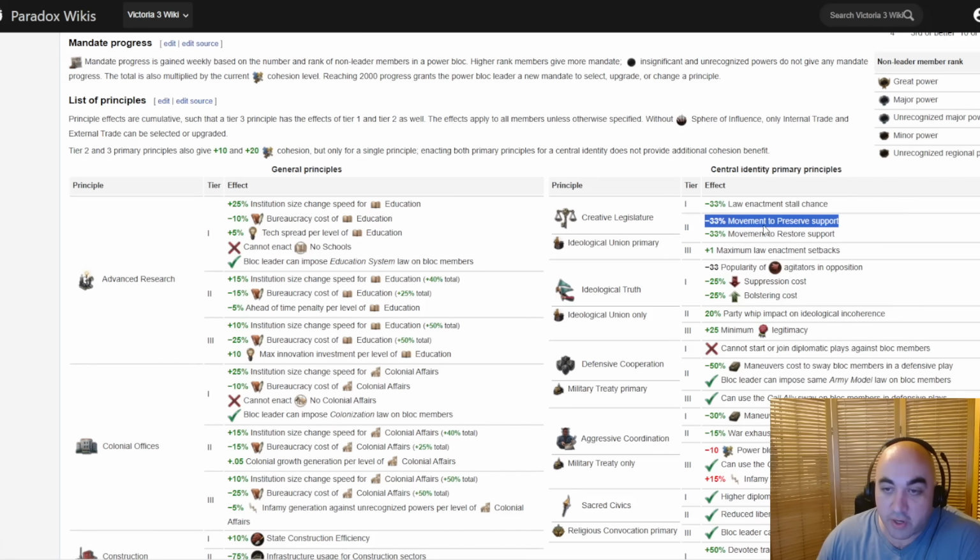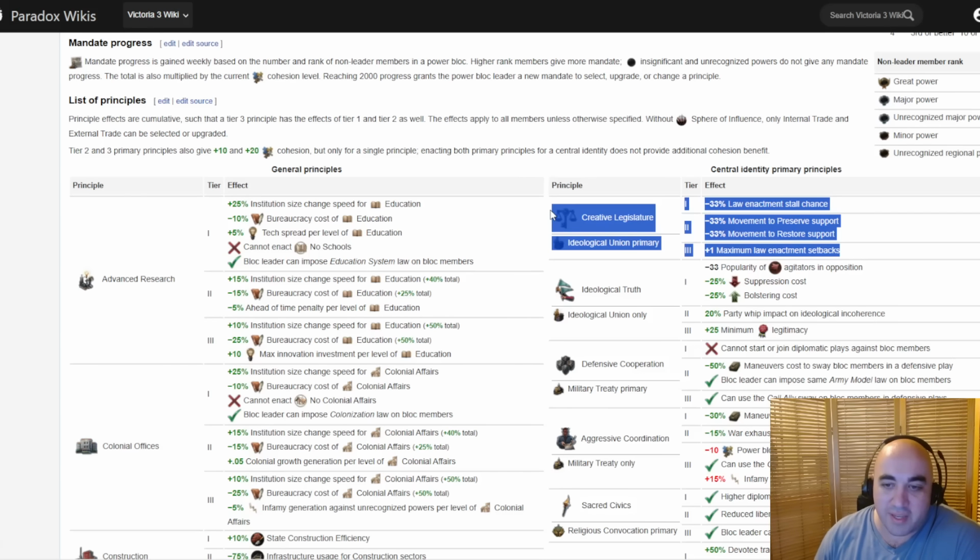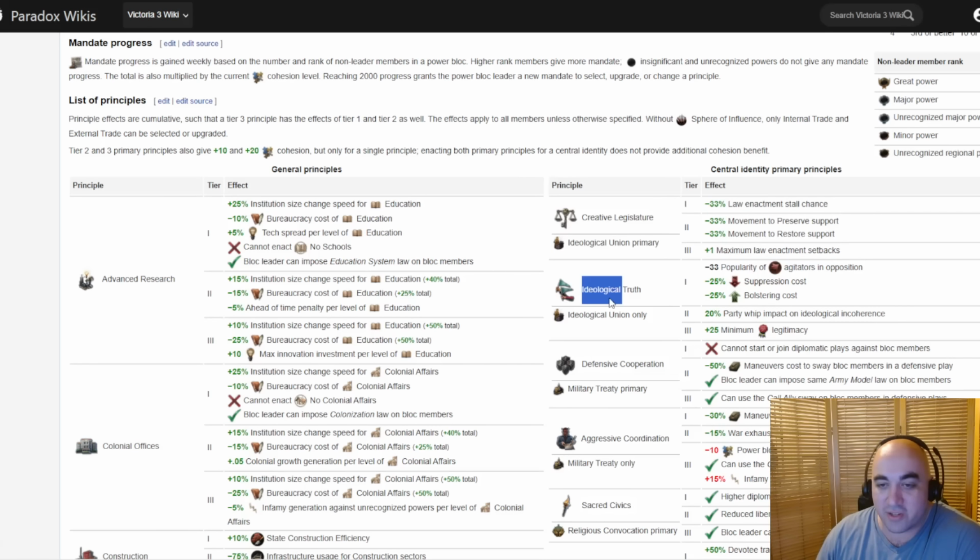There's minus to preserve and restore support, so you're not going to generate as many radicals, and +1 maximum law enactment setback. I think the main appeal of creative legislature is it's going to make it easier for you to force your subjects to pass laws, and is going to be maybe less useful for yourself in that regard. To some degree, this is going to be the same for ideological truth.